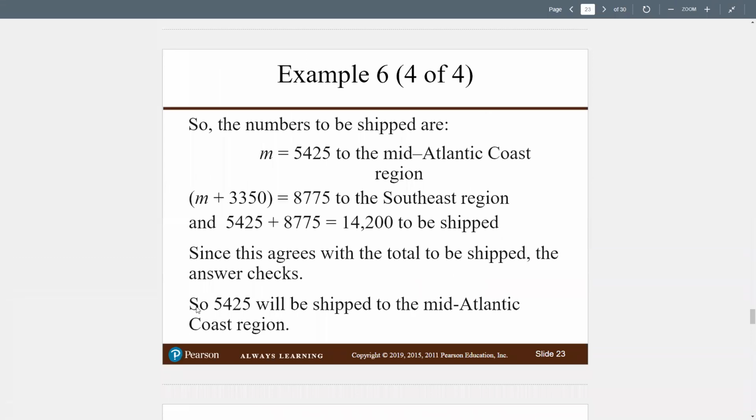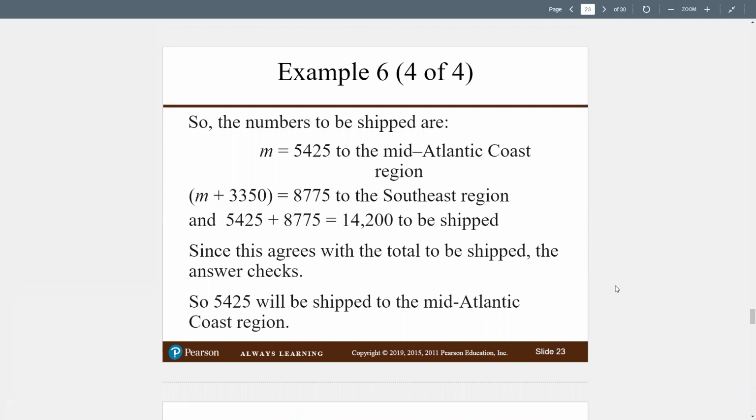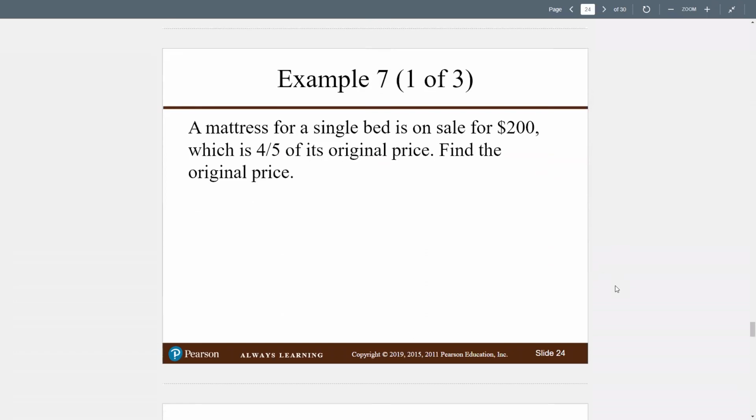Okay, how do you make sure if the answer's kind of working out there? Well, like I said, we don't have a tire or a steering wheel being shipped by itself. So you know that you figured that one out correctly. All right.